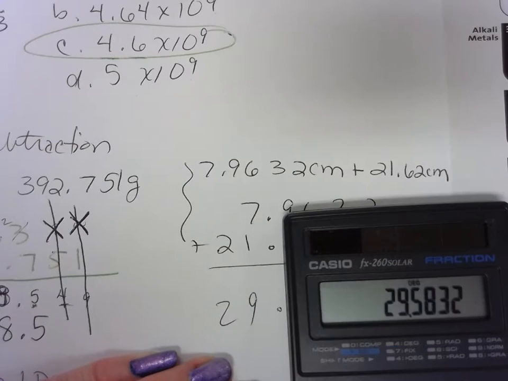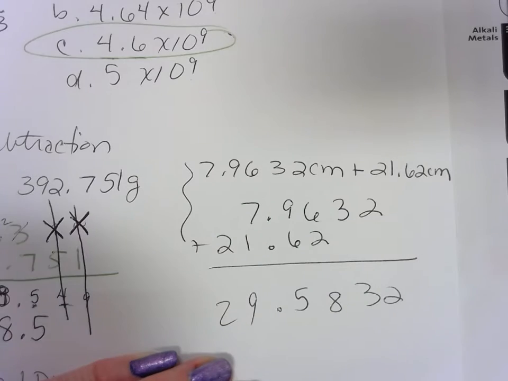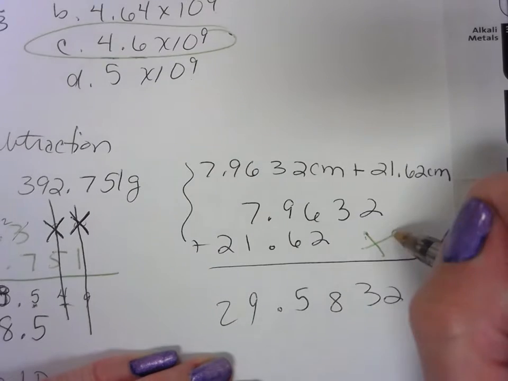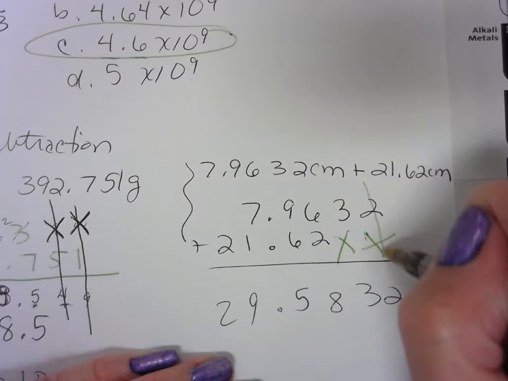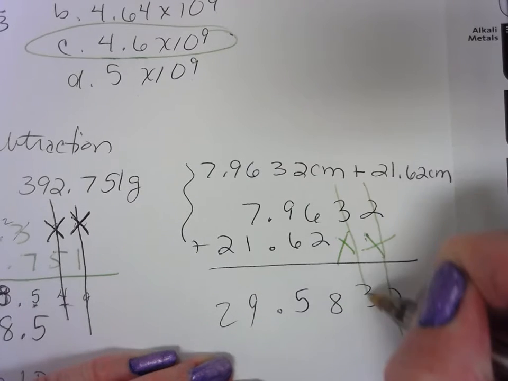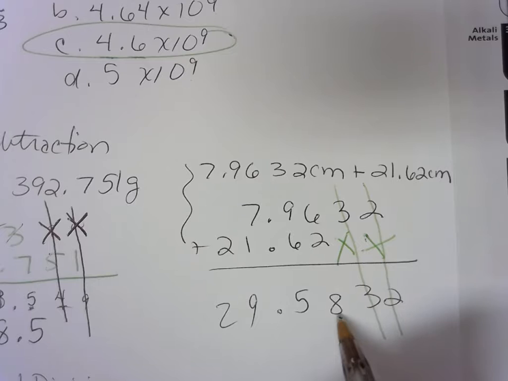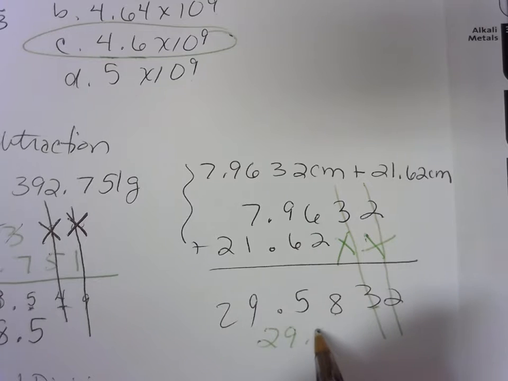Check me out here. Okay, now this and this have nothing in there. I cannot keep that number. I cannot keep that number. Since that's a 3, I do not have to round the 8 up. My answer is simply 29.58.